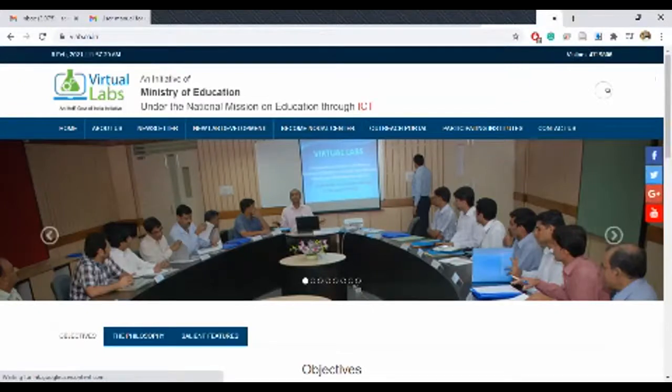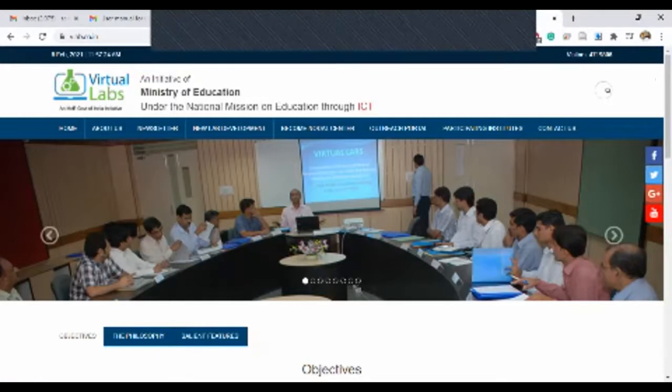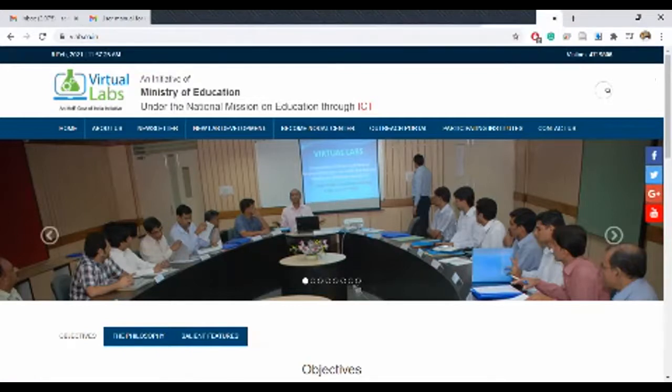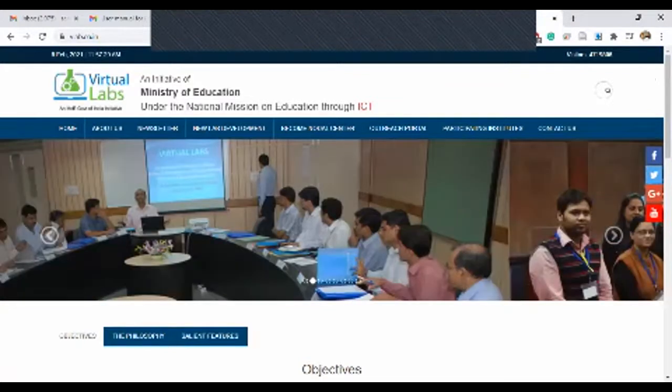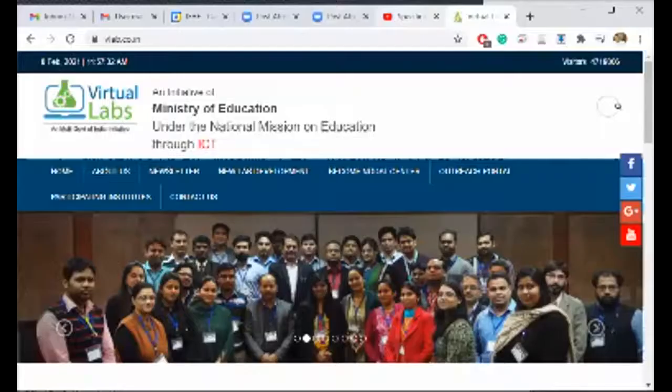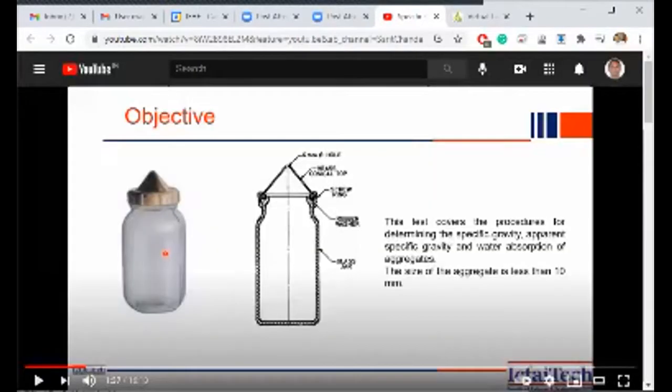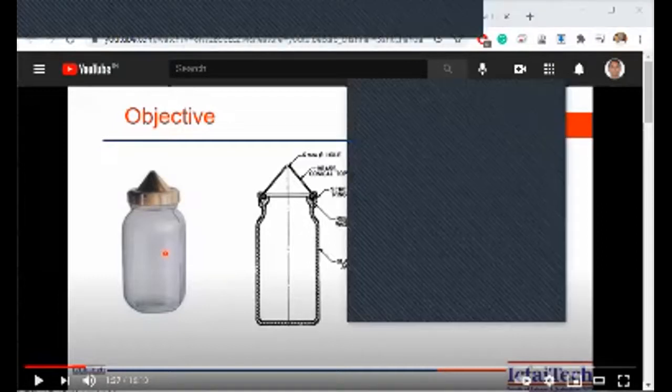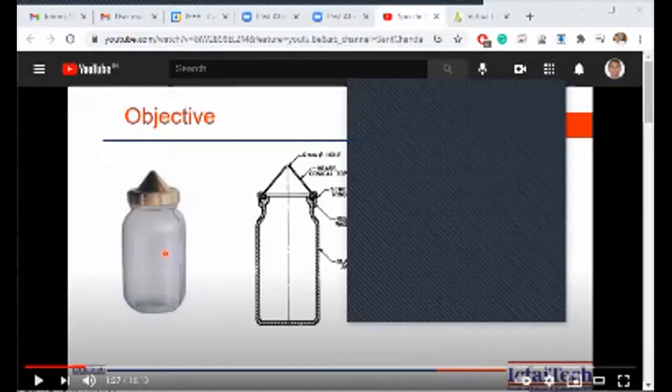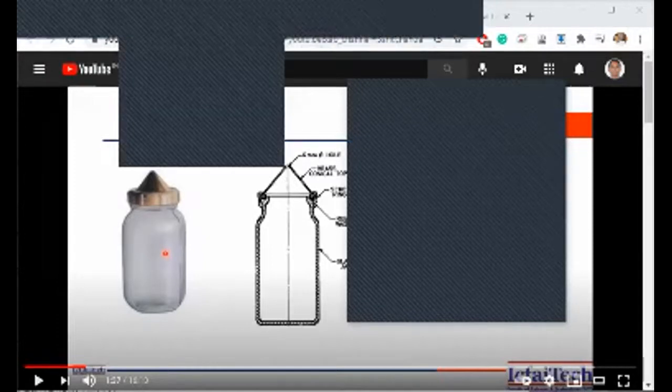When this aggregate, or whatever material you are adding in concrete, is itself absorbing a lot of water, then there will not be sufficient water available for the chemical reaction to take place with that cement. As a result, you will not get the complete chemical reaction, and hence the entire strength of that particular concrete will be affected. That's the major drawback, and that's what you need to learn: how much is the water absorption percentage for that aggregate?